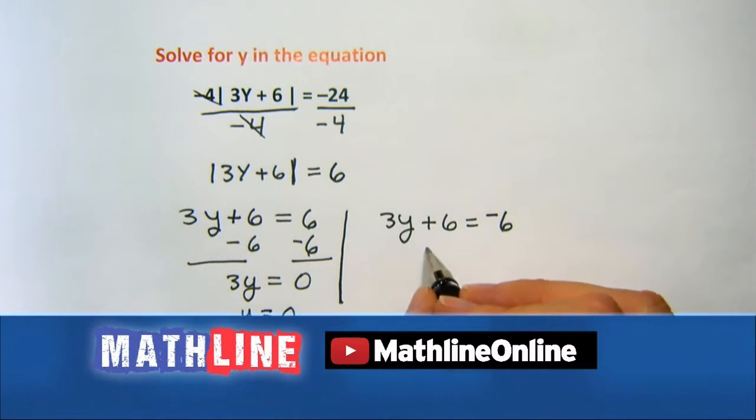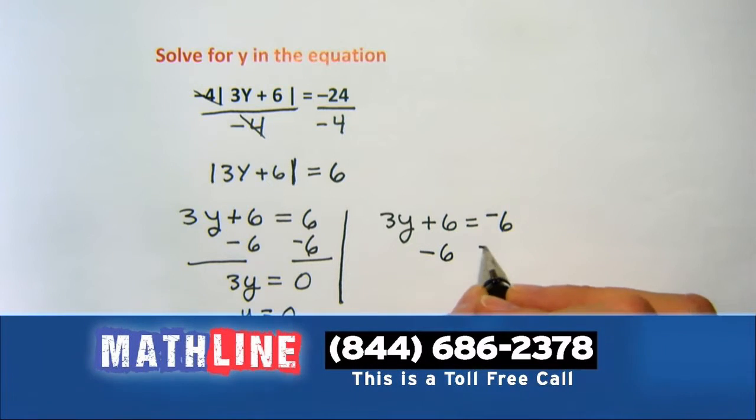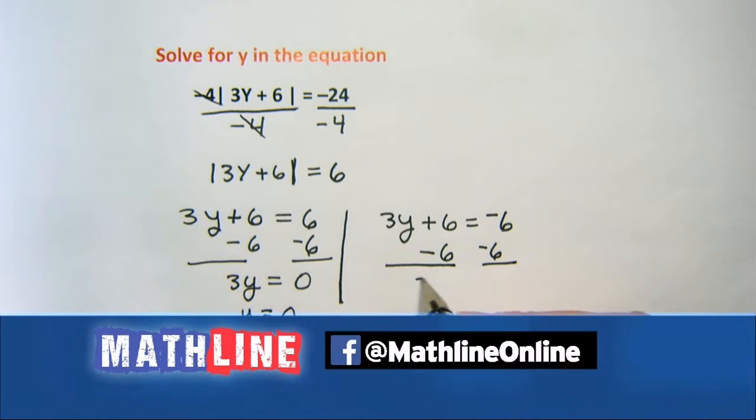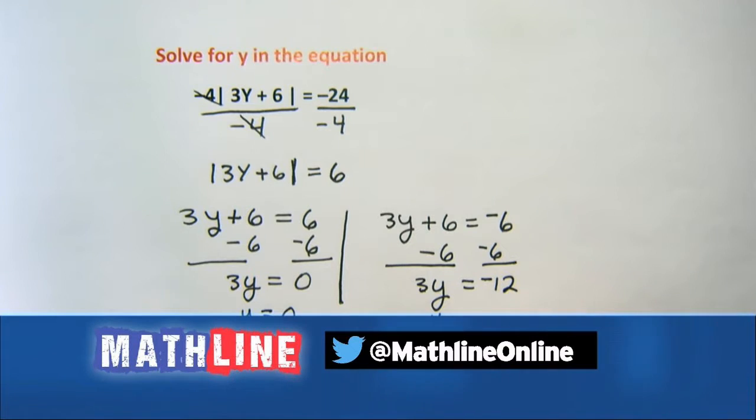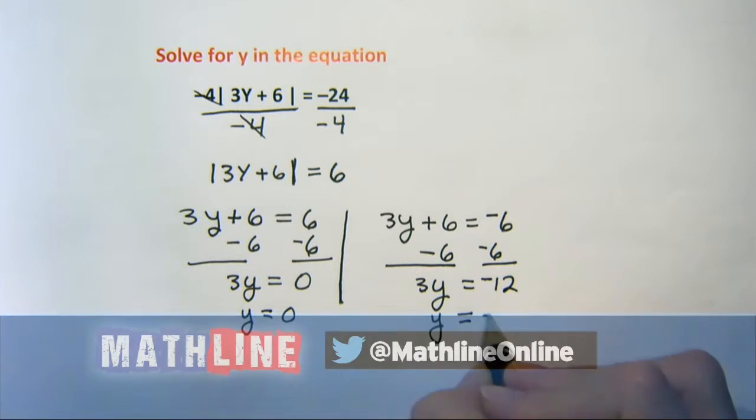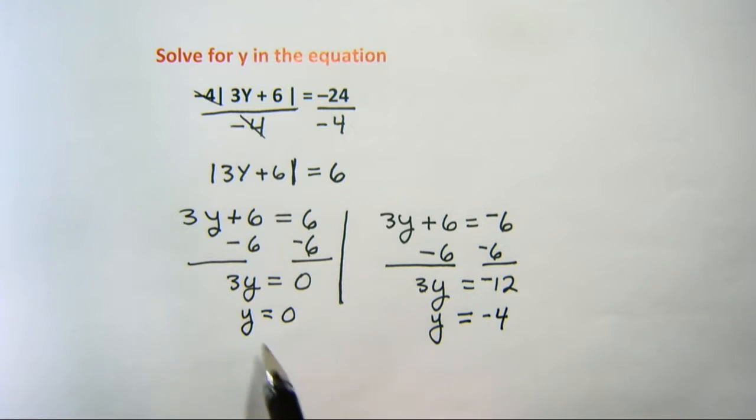How about it? Let's do the same thing over here. Let's subtract our 6. And what do we have? We have 3y equaling to negative 12. Let's divide again. Okay, so we're going to divide these out. We're going to divide 3 into negative 12. This time, got to watch your signs, right? Correct. And we're going to get y equaling to negative 4. So we've got two answers.